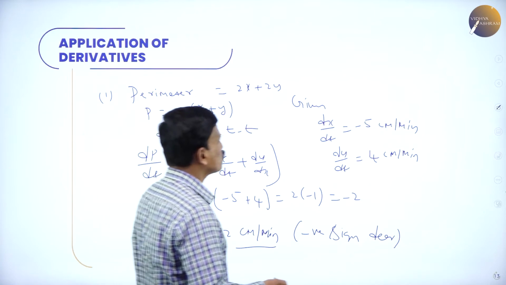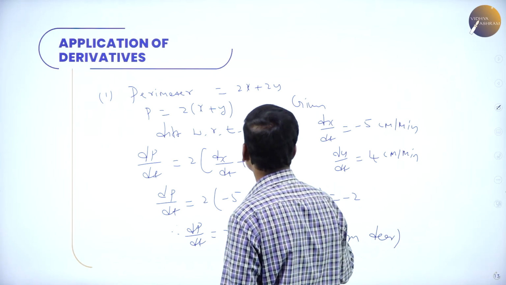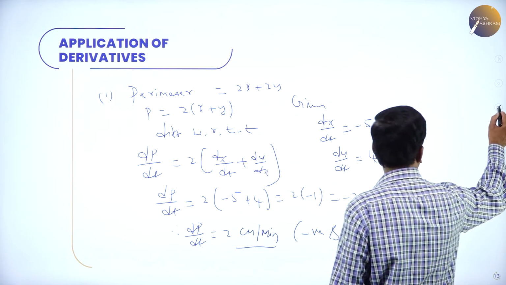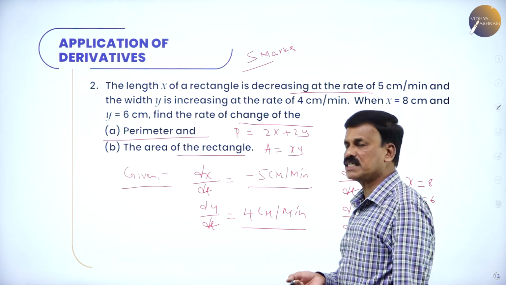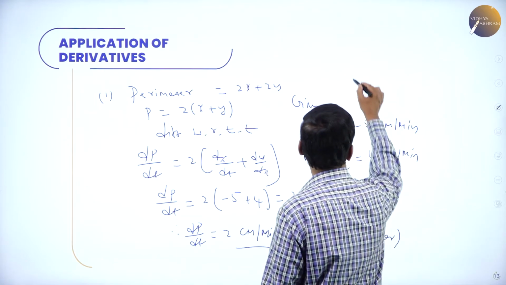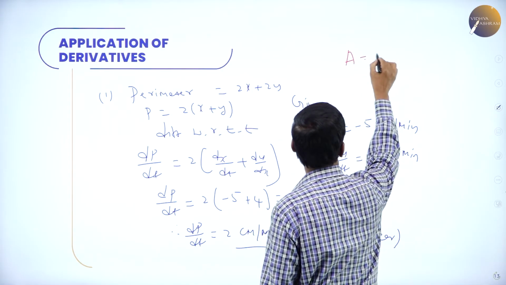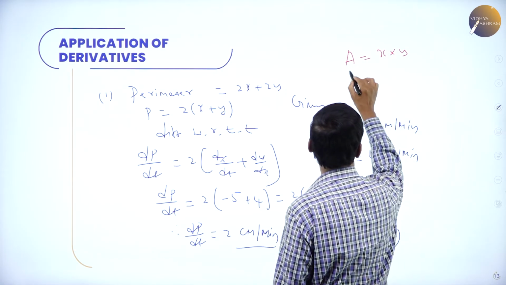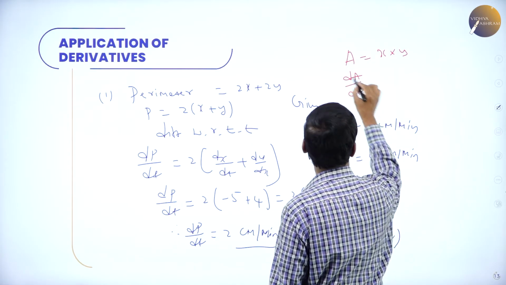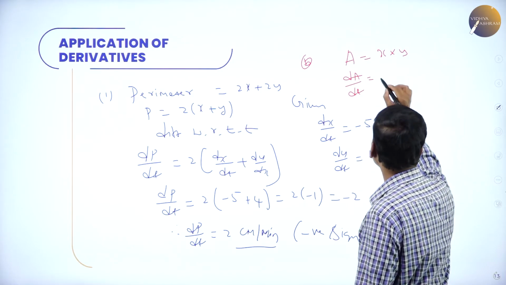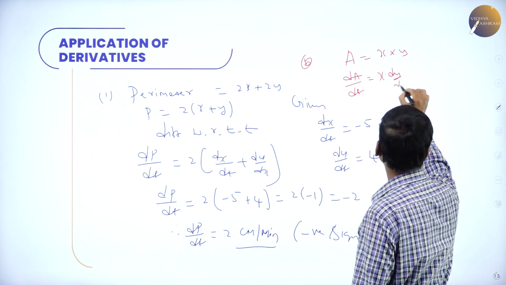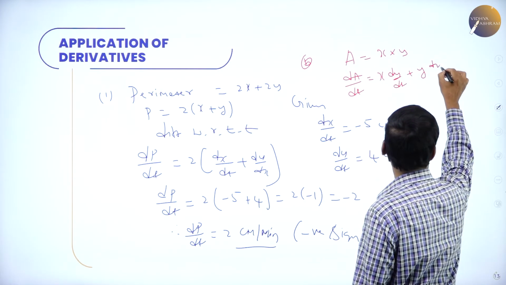Let us come to the next part. What is required to find in the next part is the area. The second one is the area of a rectangle. Area is equal to x into y. Differentiate this, dA by dt. This is the second one.